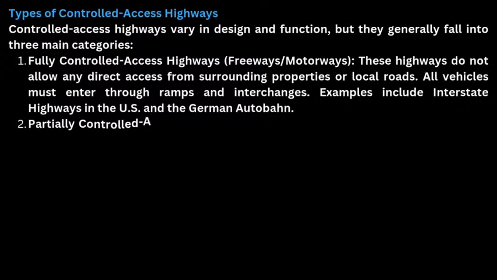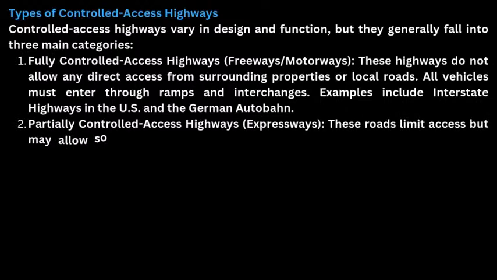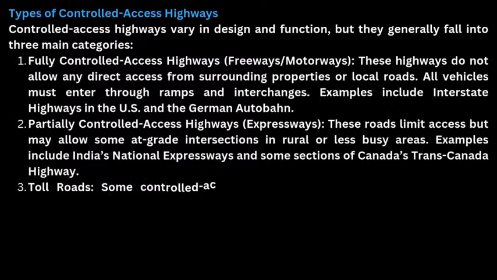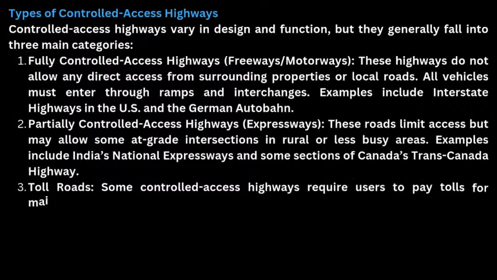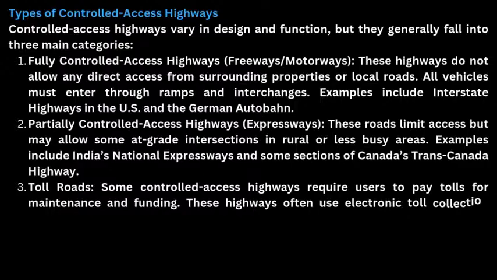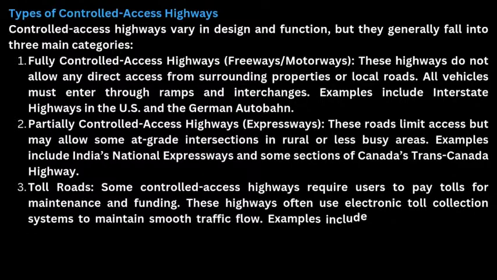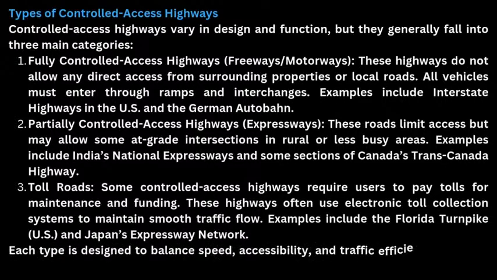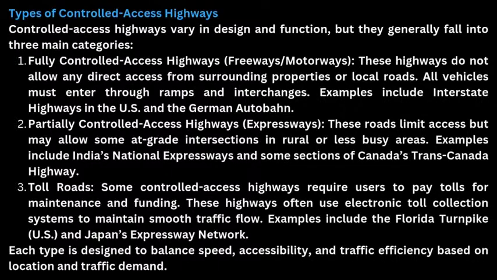2. Partially controlled access highways, expressways. These roads limit access, but may allow some at-grade intersections in rural or less busy areas. Examples include India's national expressways and some sections of Canada's Trans-Canada Highway. 3. Toll roads. Some controlled access highways require users to pay tolls for maintenance and funding. These highways often use electronic toll collection systems to maintain smooth traffic flow. Examples include the Florida Turnpike, US, and Japan's expressway network. Each type is designed to balance speed, accessibility, and traffic efficiency based on location and traffic demand.